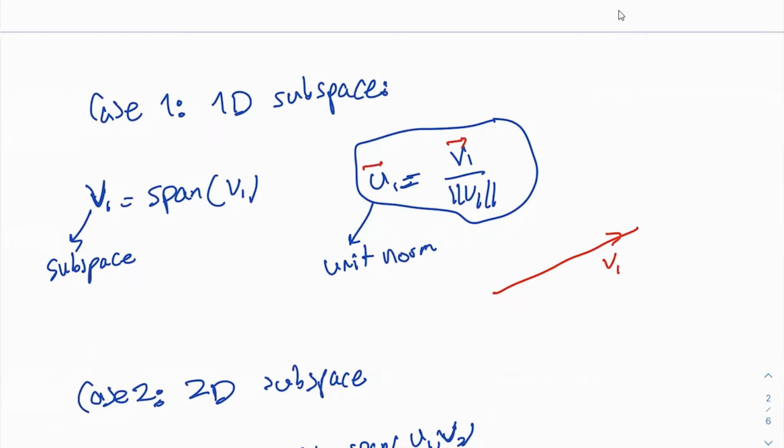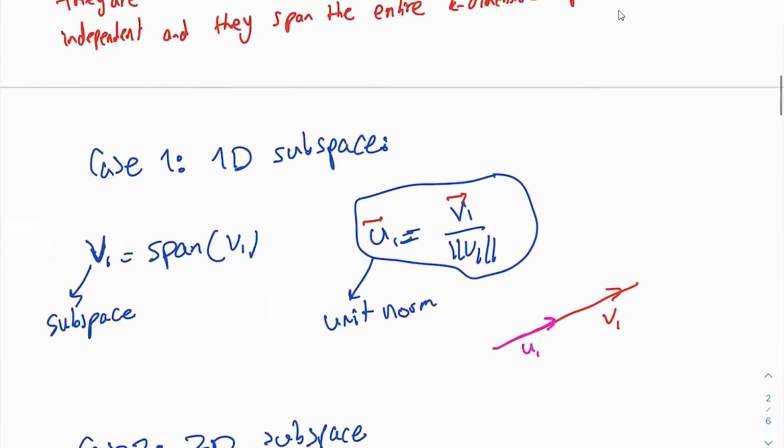Anything that can be spanned by v1 can always be spanned by u1, because u1 and v1 have the same direction but different magnitude. So if you can span anything with v1, you can also span it with u1, but u1 has a unit norm. So the first iteration is easy because there is no other vector in the set, so we don't have to care about orthogonality. We just need to check the orthonormality, meaning the unit norm.